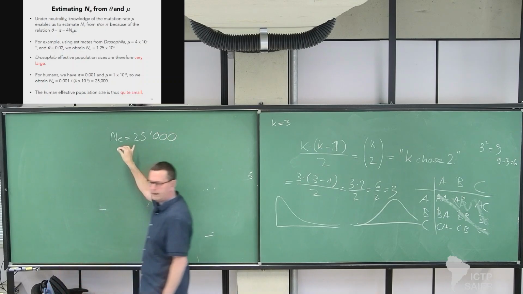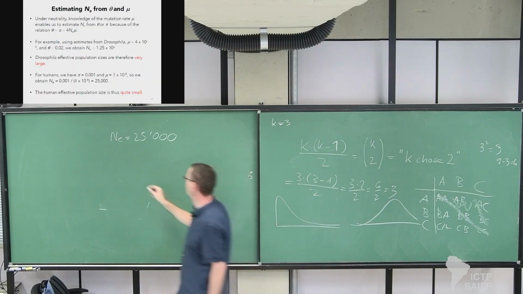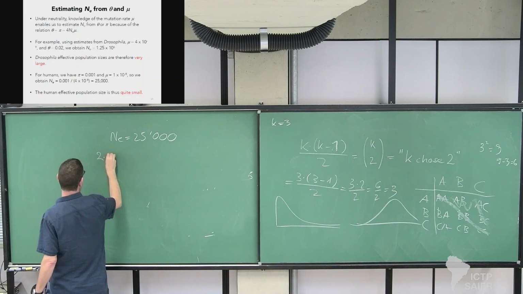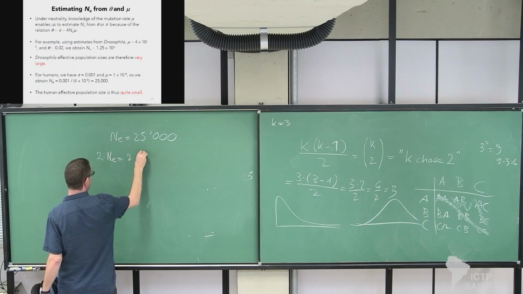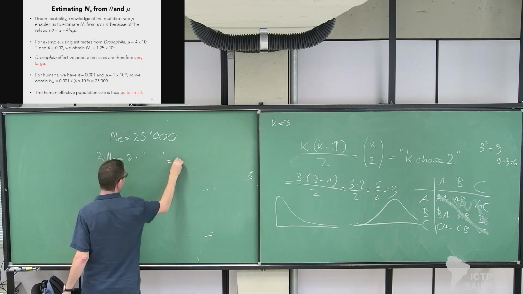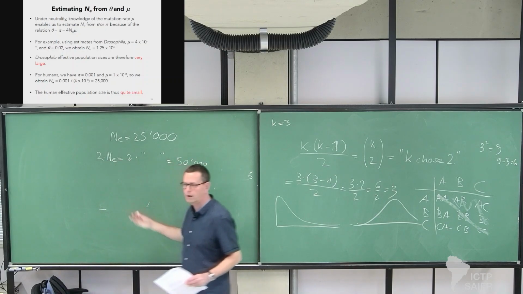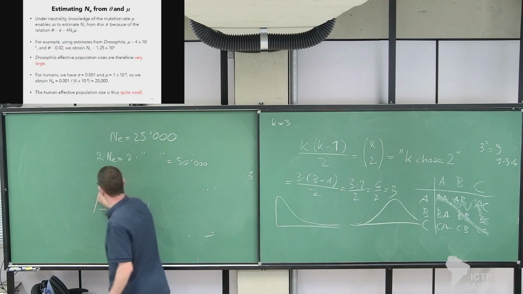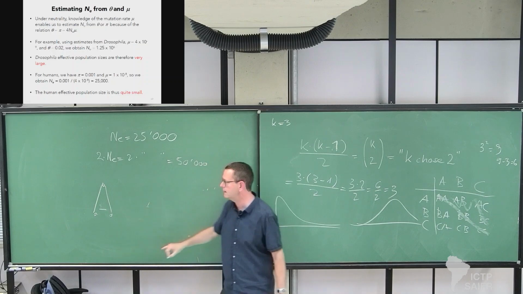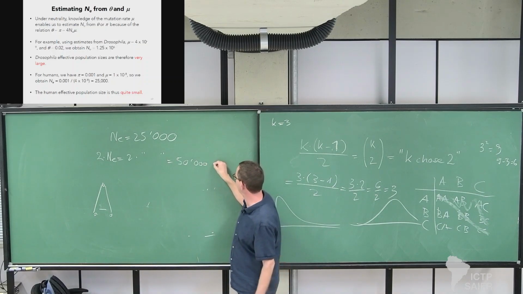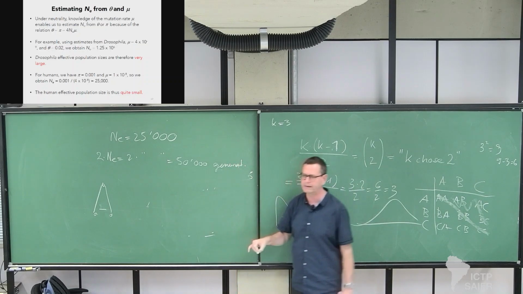So NE is 25,000. We know that the mean coalescent time is 2 times NE. That's the average coalescent time. That would be 2 times this number, right? Which is 50,000. So that's the mean coalescent time. If we think about a pair of allele copies we have sampled here for a given gene, it would be 50,000 generations. Generations in my bad handwriting.